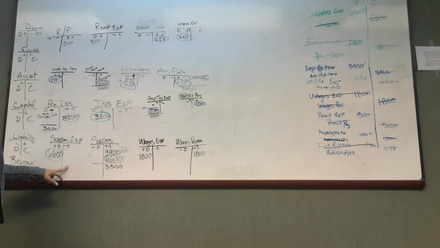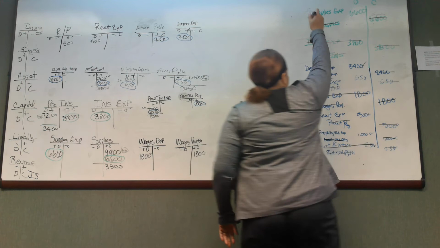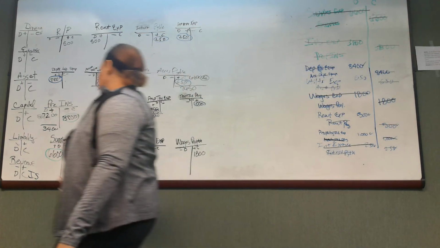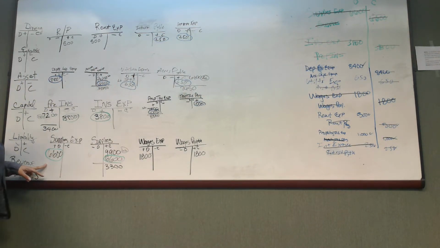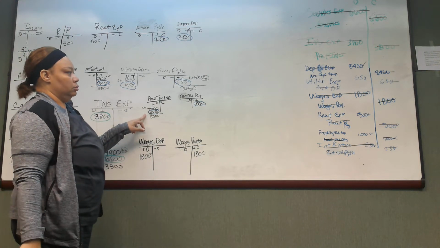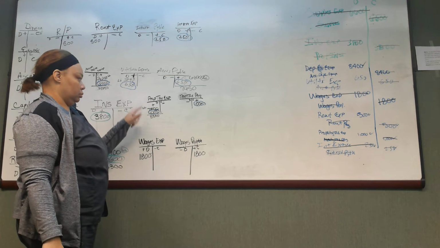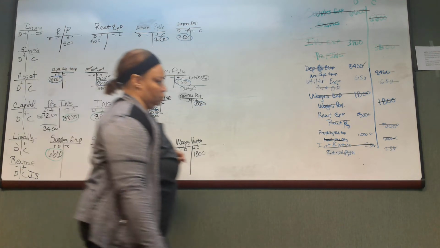Okay, so there's our supplies expense. We had none before. Now we have $6,600 as a debit to supplies expense. We crossed that out on the journal entry because we took care of it. Next, we have property tax expense. So we added $1,000, so we have $8,800.